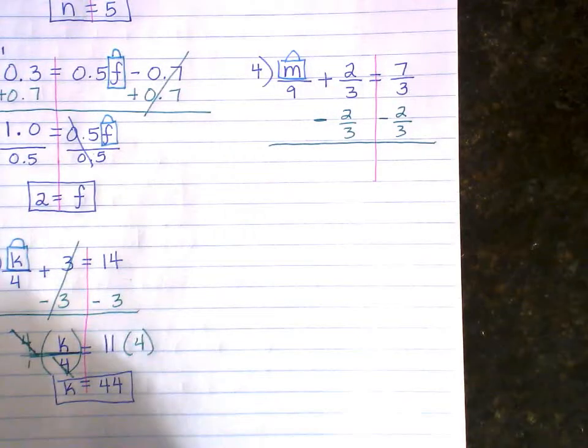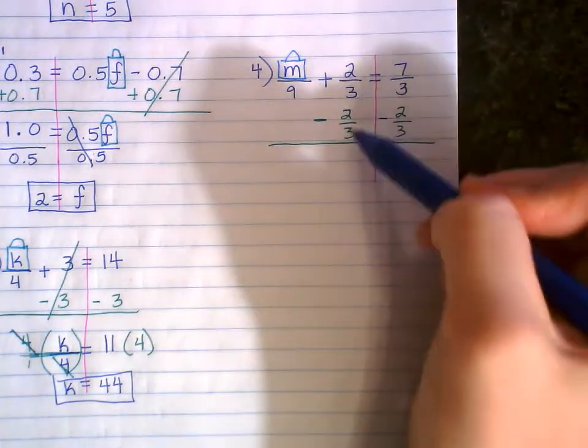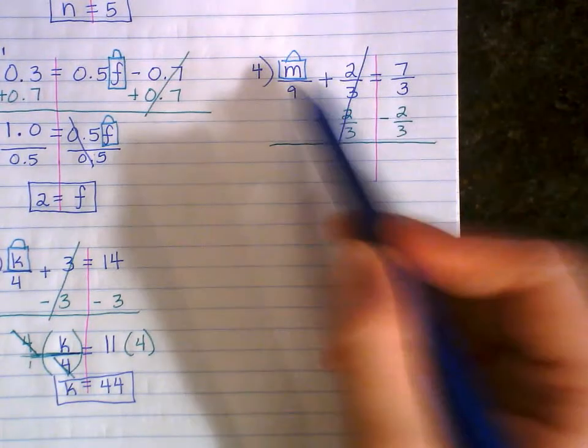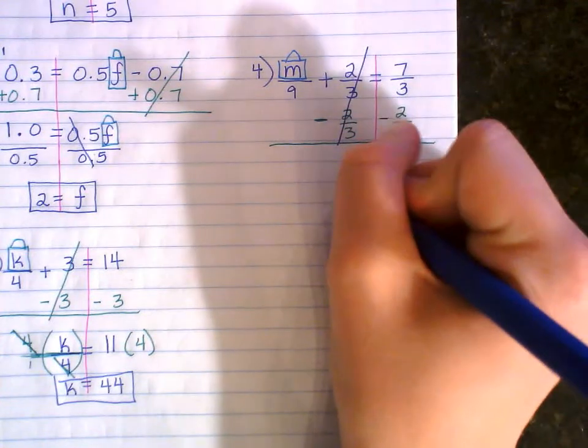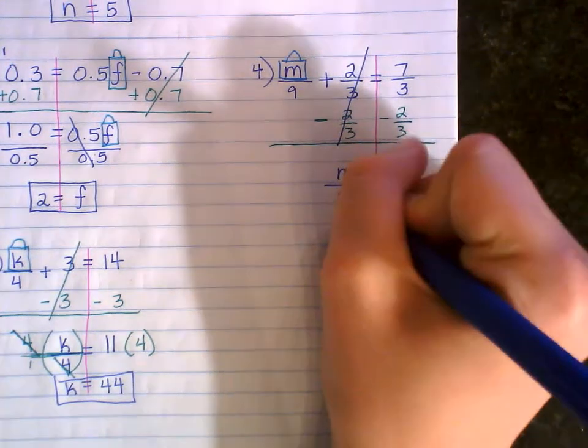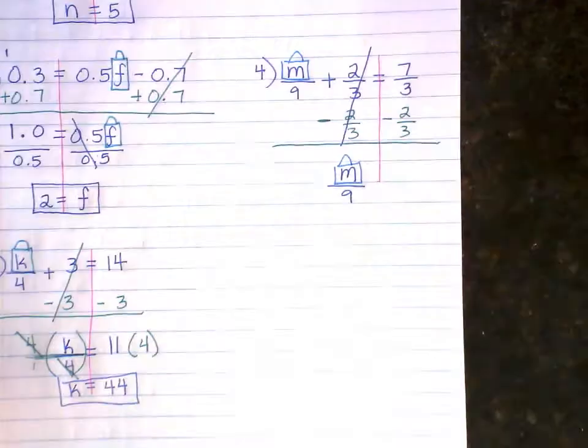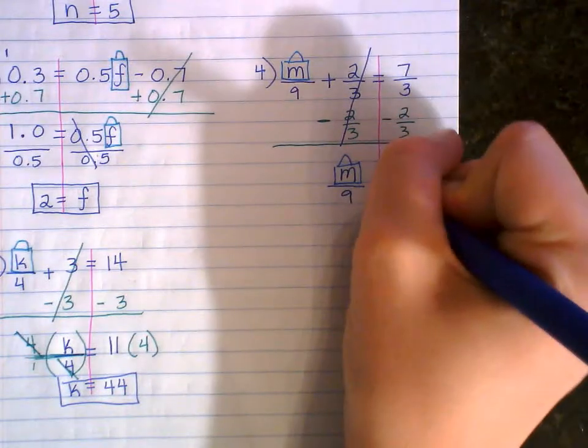So bring down, well, first, 2/3 minus 2/3, bye-bye, adios. So we're left with m over n on the left side. Let's relock that up. We have our equal sign.